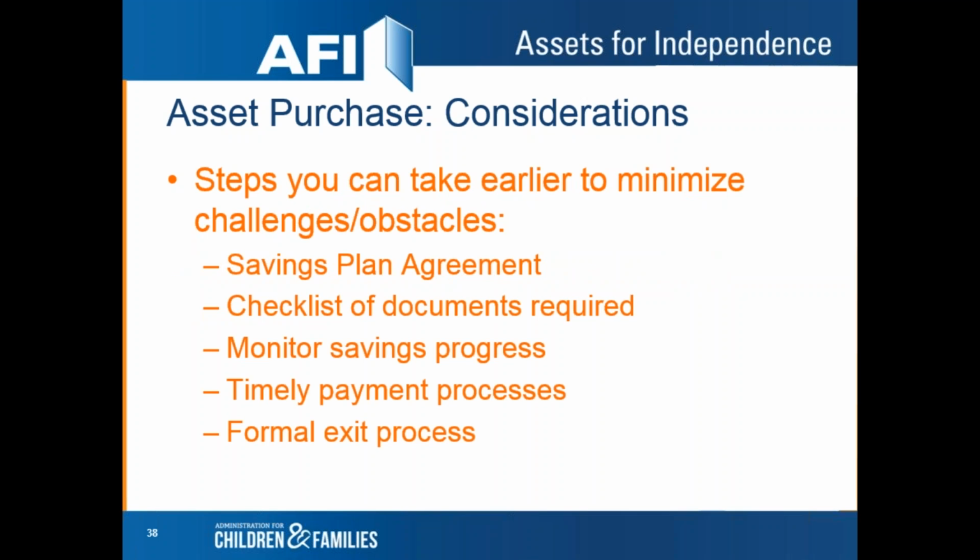Finally, although the asset purchase is the last step of the IDA program, there are several steps you can take earlier, starting at the time of participants' enrollment, to minimize the challenges or obstacles to successful asset purchase. Here are examples of practices some grantees use. Explain the match withdrawal and account asset purchase process in the savings plan agreement and other project documents. Provide a detailed checklist of the documents required for each asset purchase to help participants organize their paperwork in advance. Monitor participant savings progress and talk with those who are nearing their goal about the process for making a match withdrawal and about asset-related support services. For example, homeownership readiness classes or technical assistance related to entrepreneurship.